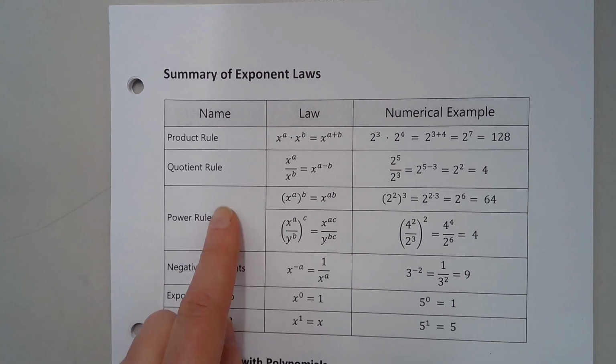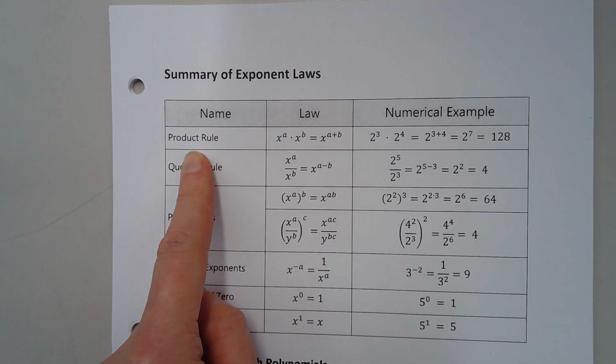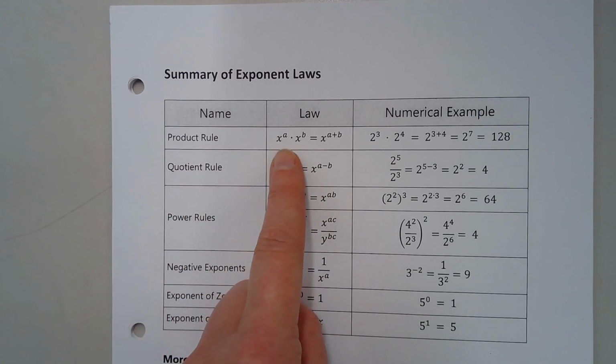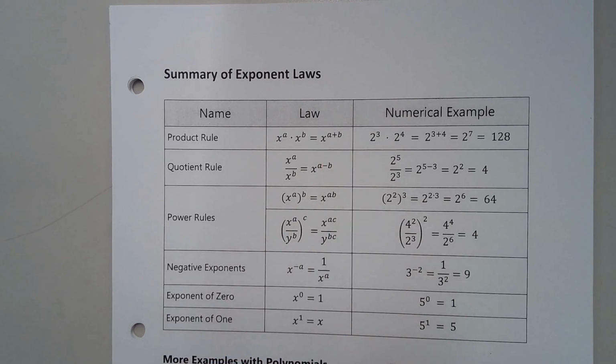What the laws do. So this one's called the product rule. Product means multiply. That word product means multiply. So when we have two bases that are the same, what happens with the exponents is, like an x times x, we add the exponents. So for example, 2 to the power 3 times 2 to the power 4 would simplify to 2 to the power 7. Okay? Same base, add the exponents.